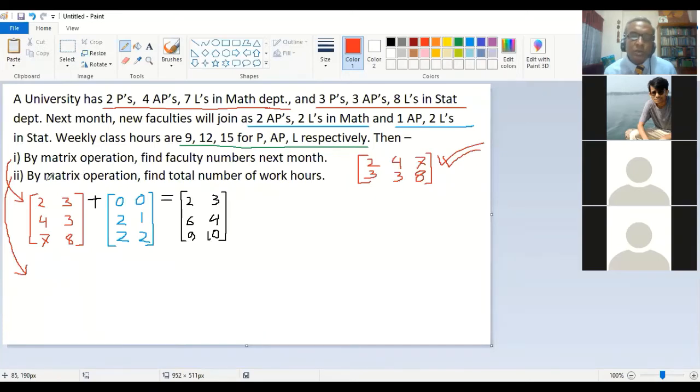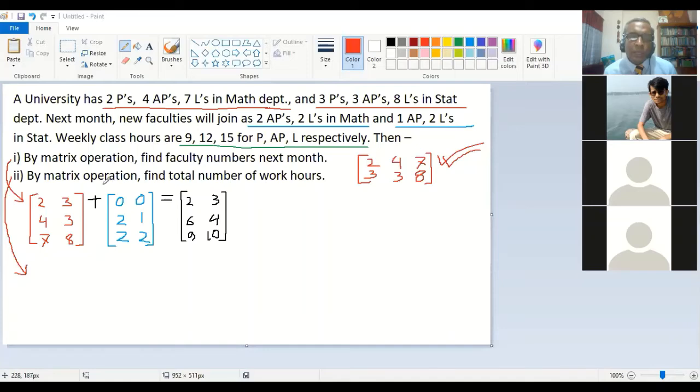Actually the second question is about multiplication. Read the question and try to understand how you do the multiplication. So what is the second information given? The second information given is weekly class hours. We are thinking that one professor will take a 9-hour class in a week, one assistant professor will take a 12-hour class in a week, and a lecturer will take 15 hours of class in a week.